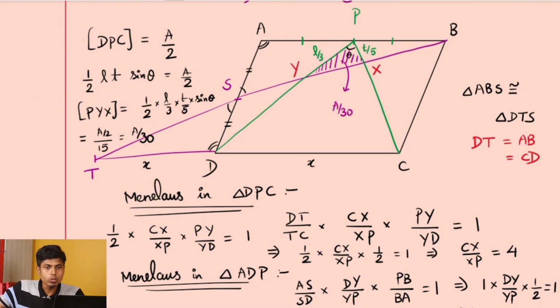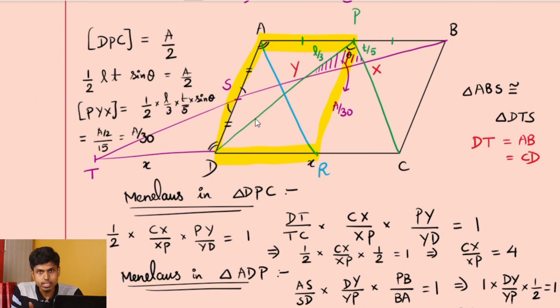Okay, now we are going to join the vertex A to the midpoint of CD. Midpoint of CD is labeled with R, and if you join A with R, you would observe that AP equals DR, because both of them are half of two equal sides and they are also parallel. Therefore, APRD is a parallelogram, and hence their diagonals bisect each other.